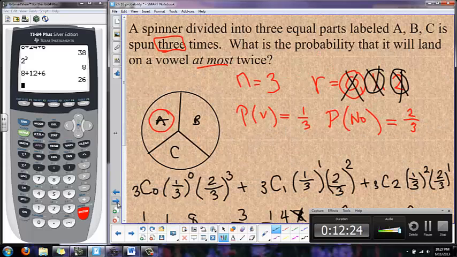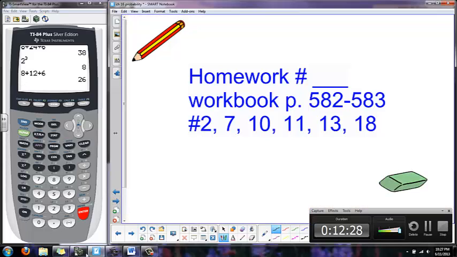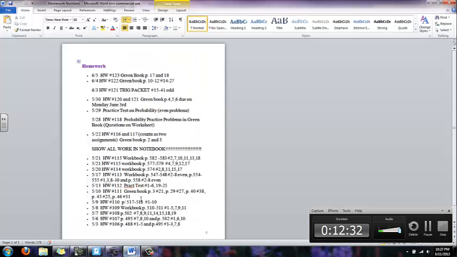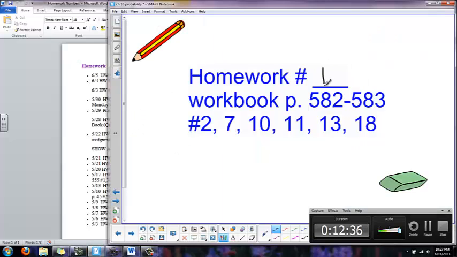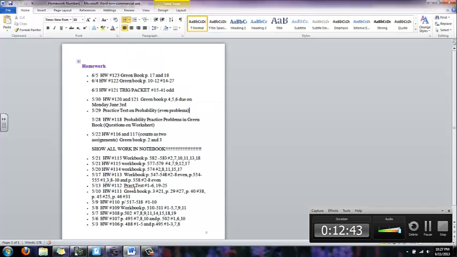I'm hopefully going to get a chance tomorrow to go over the practice test with you. But this is homework number 582 to 583. That's also homework number 115. So you have 2 sets of page numbers to do for homework number 115. The rest of the homework questions, John, are out of your green book except for this practice test on probability. Hopefully you still have your green book as well.